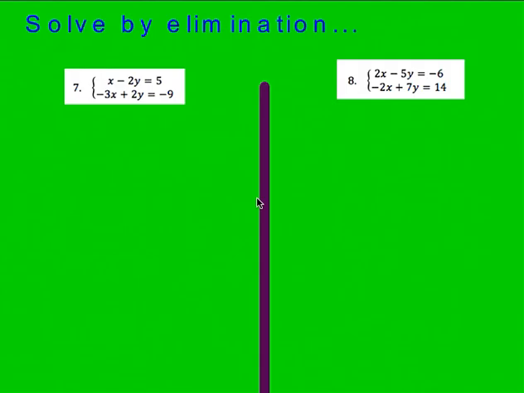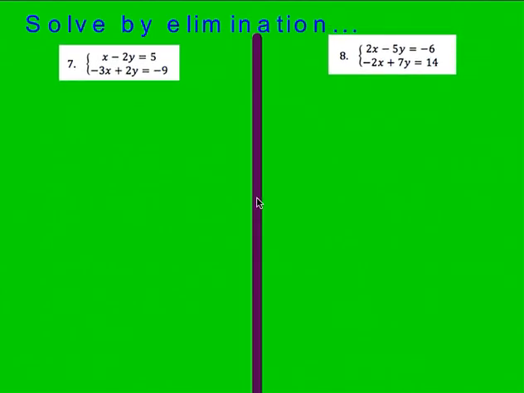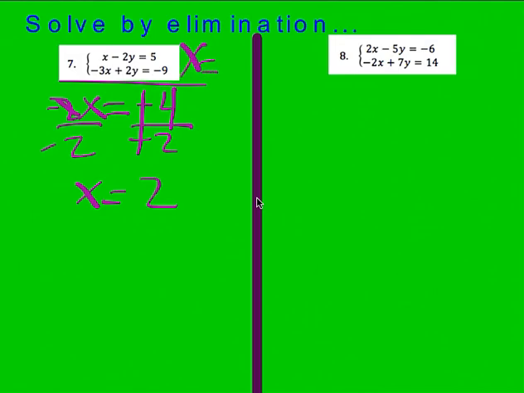Now, let's take a look at number 7. So for number 7, I notice that I have my opposites on the y's. So I can go ahead and add down, and it should cancel out so I can solve for my x's. So x minus 3x is a negative 2x, and that's going to be equal to 5 plus a negative 9, which is a negative 4. So I'm going to divide both sides by negative 2, and I get that x is equal to a positive 2 because those two negatives are going to become positive.